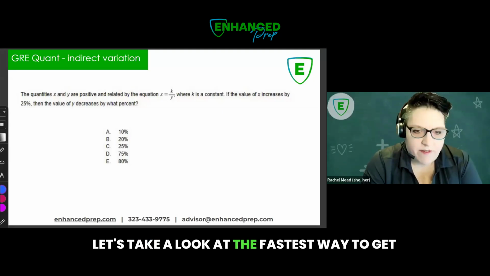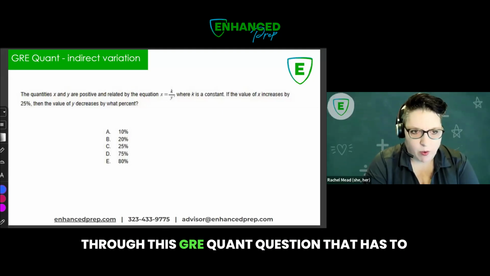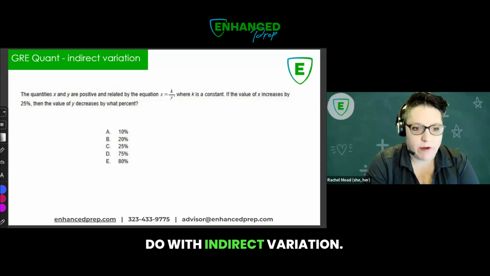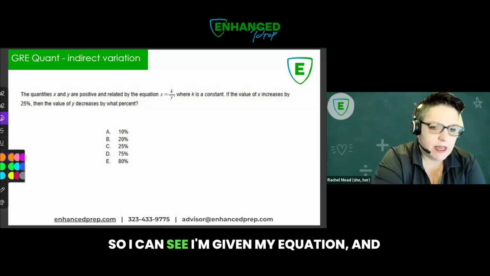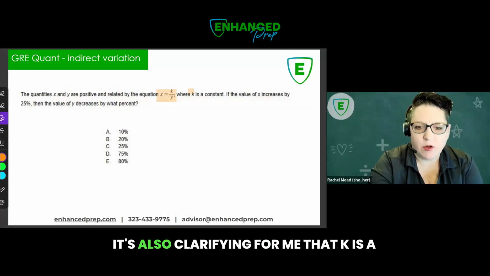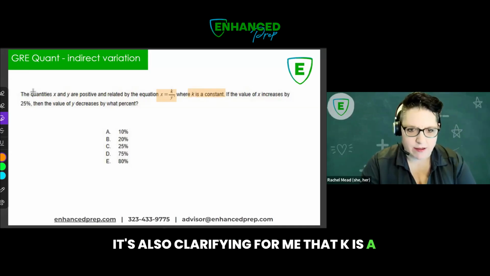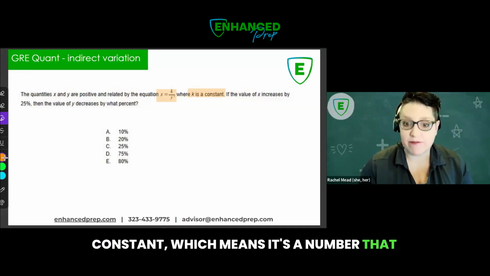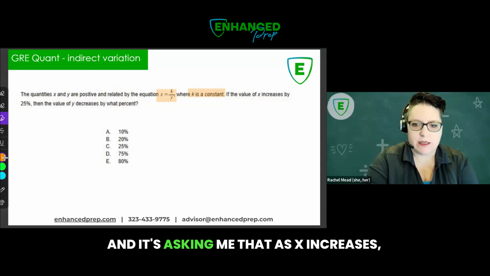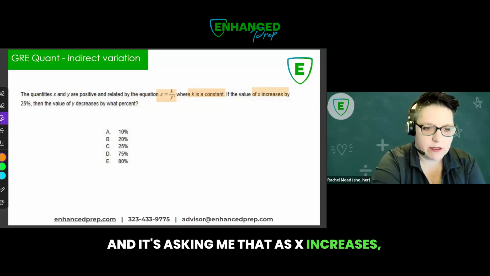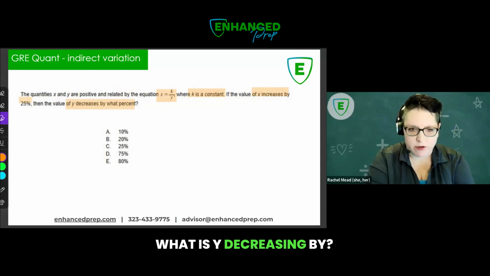Let's take a look at the fastest way to get through this GRE quant question that has to do with indirect variation. I can see I'm given my equation, and it's also clarifying for me that k is a constant, which means it's a number that never changes. And it's asking me that as x increases, what is y decreasing by?